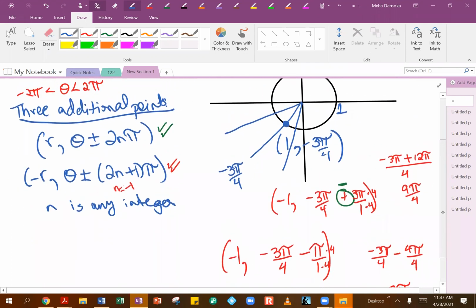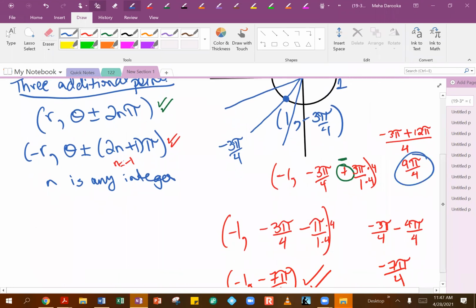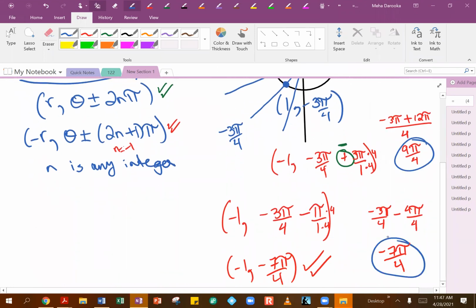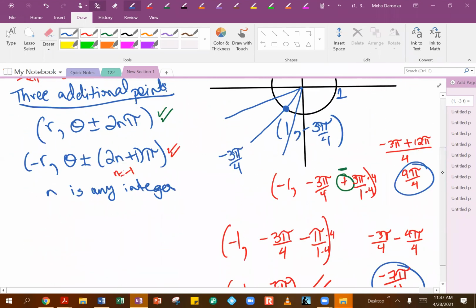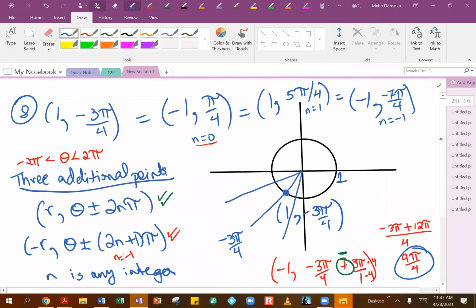If they did not give us that restriction, then this would have worked, but because of that restriction, you have to change your answer. So just some things to keep in mind as you are looking through these different examples. So this was one example over here.